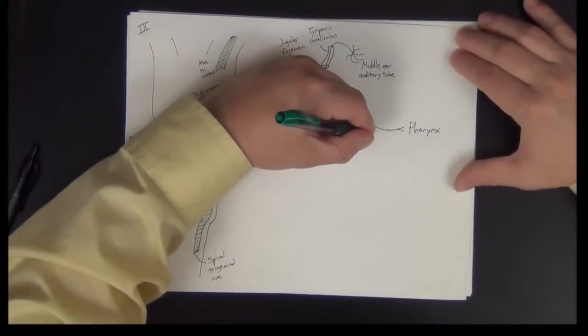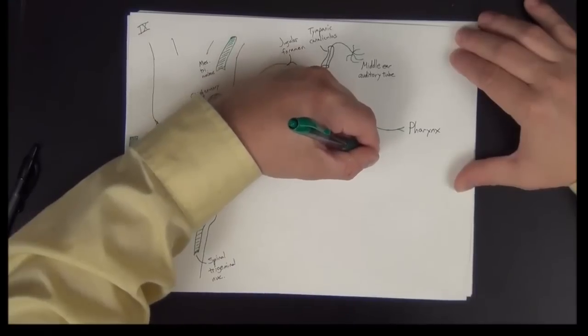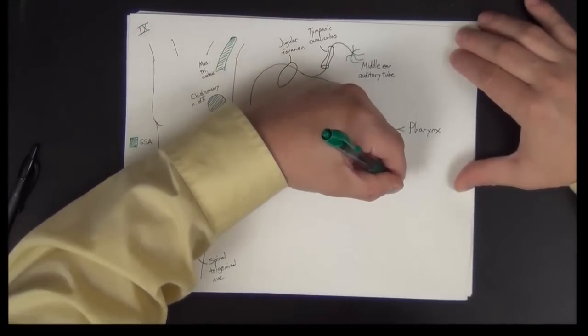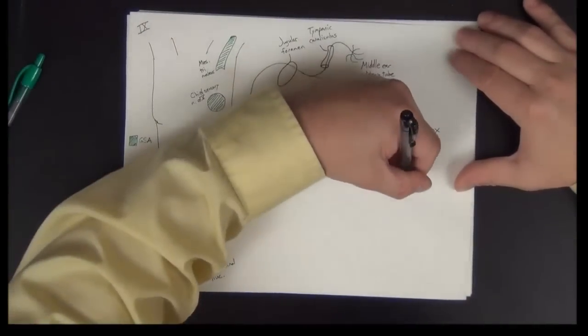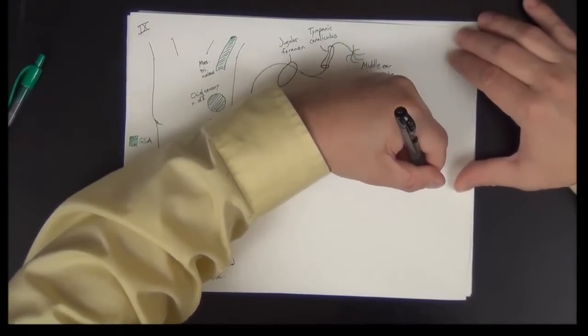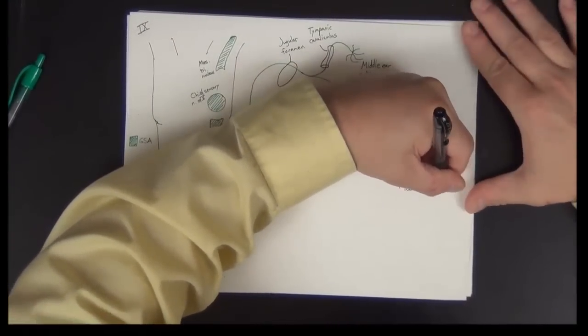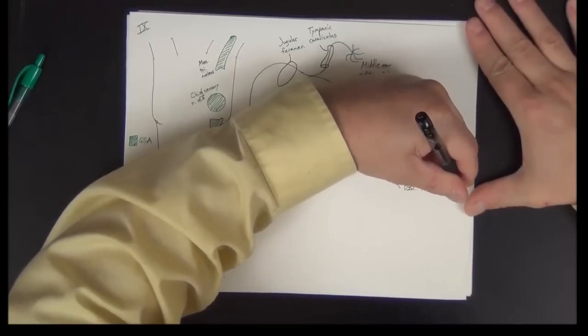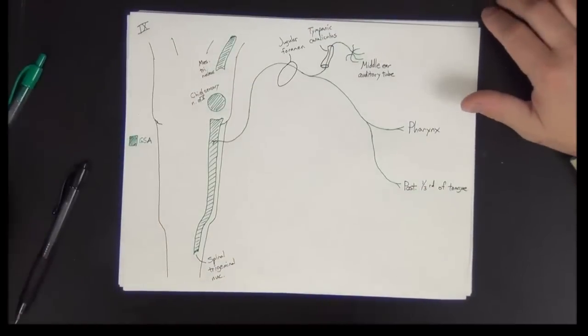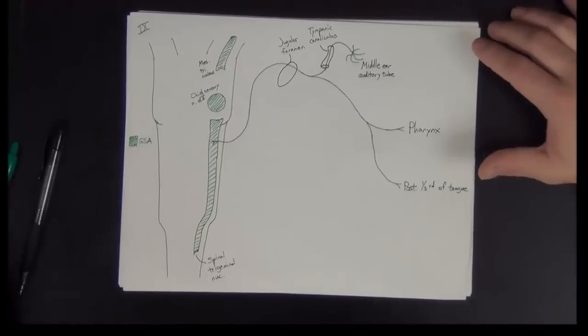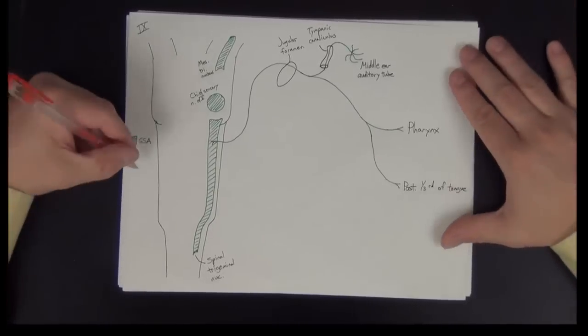And the last little branch of 9 that we're going to worry about that contains GSA fibers goes relatively nearby. It goes to the posterior 1/3 of the tongue. All right, so that's it for the GSA inputs from 9.